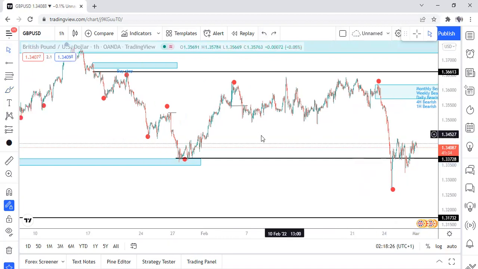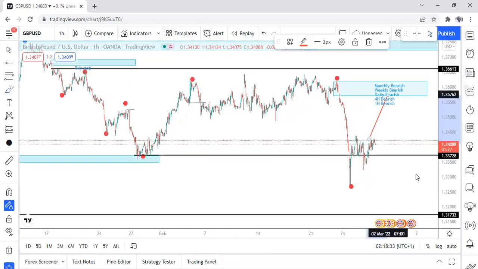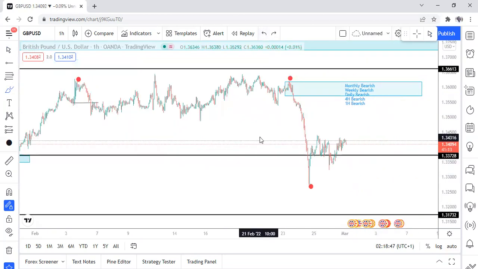On this pair, what we are basically looking for is the market to rally up to this point, then we take the trade going down. But we can also be taking the buy here when it gives us a clear direction, because what you're actually doing is taking a counter trend.